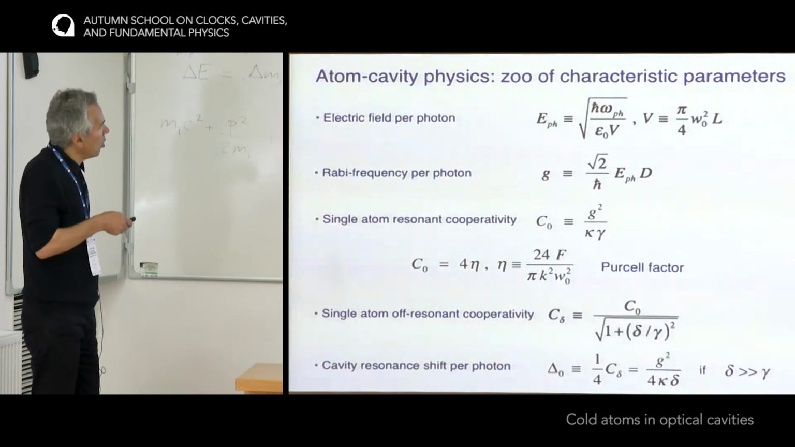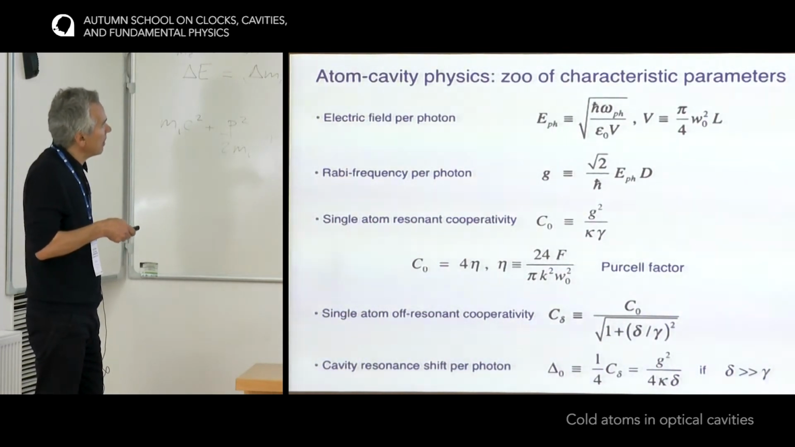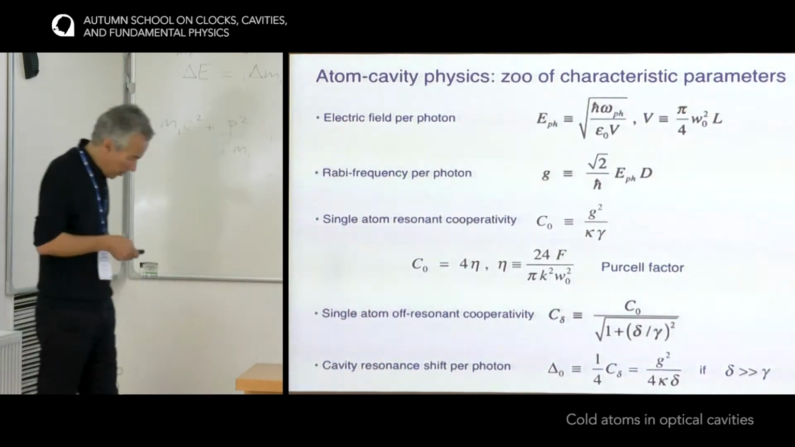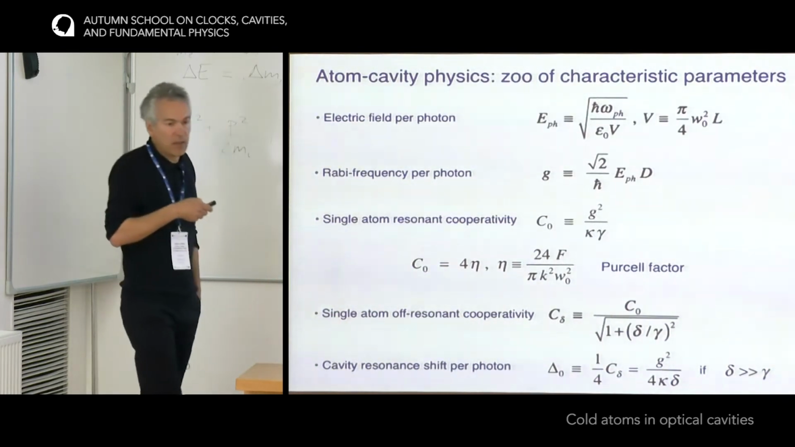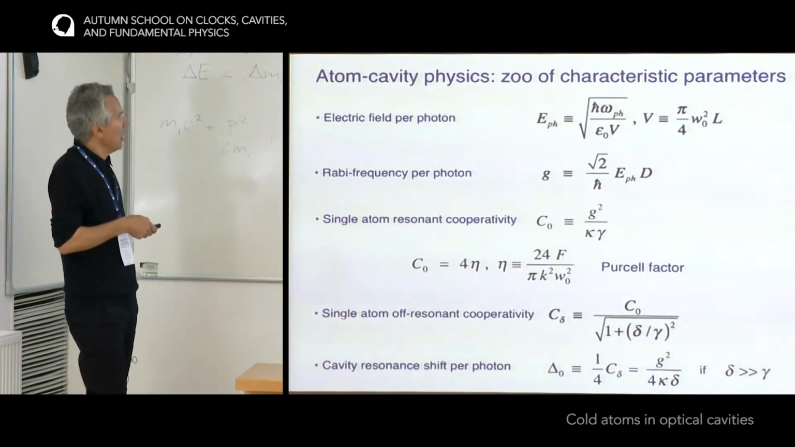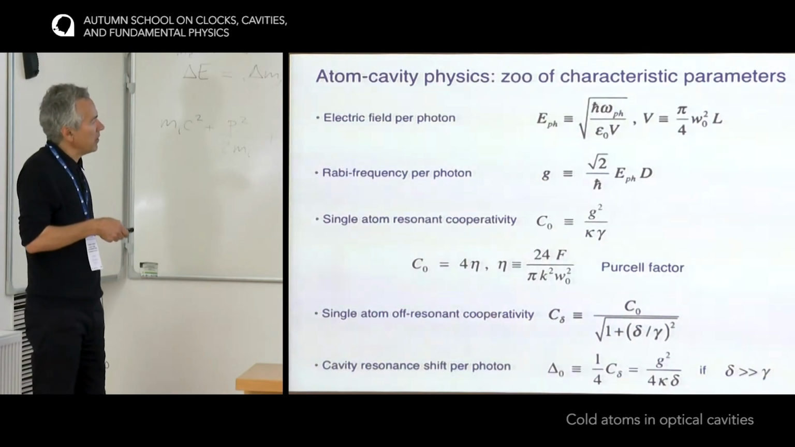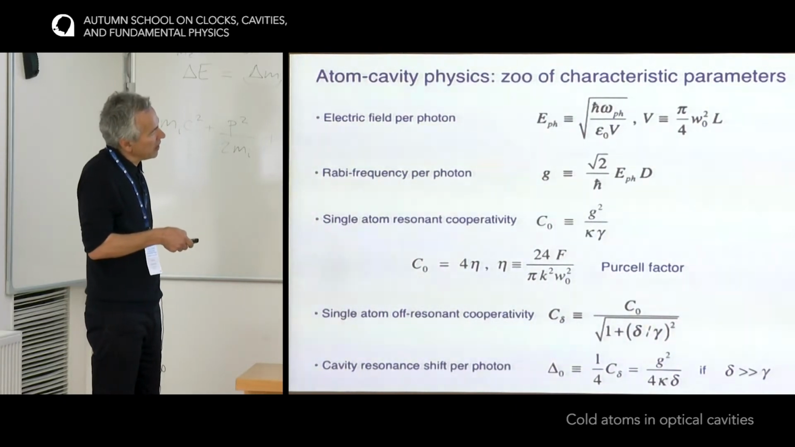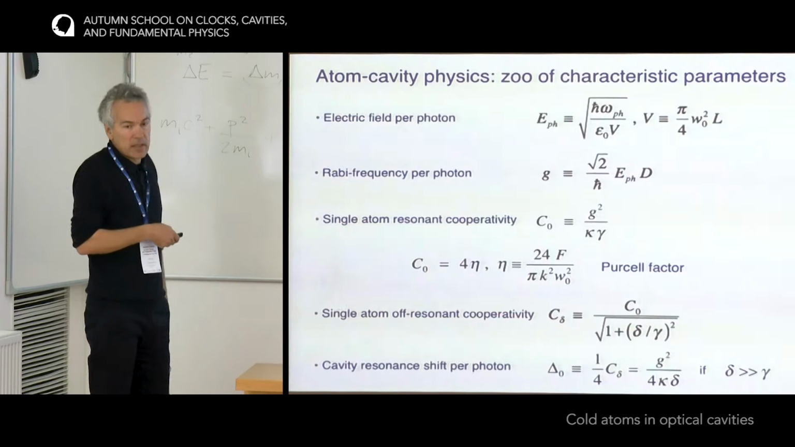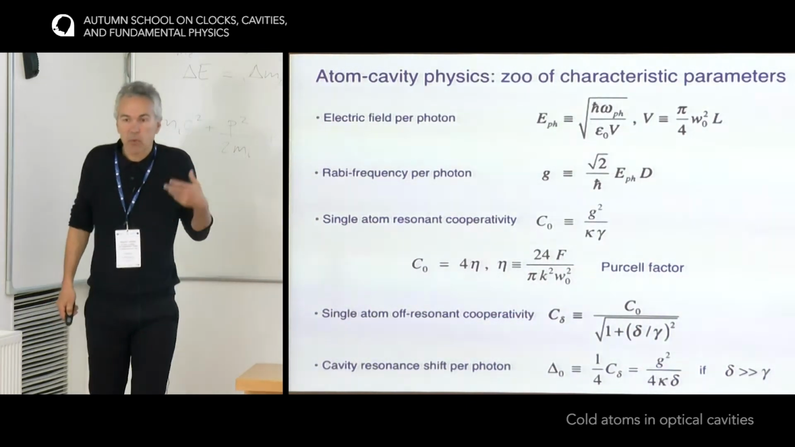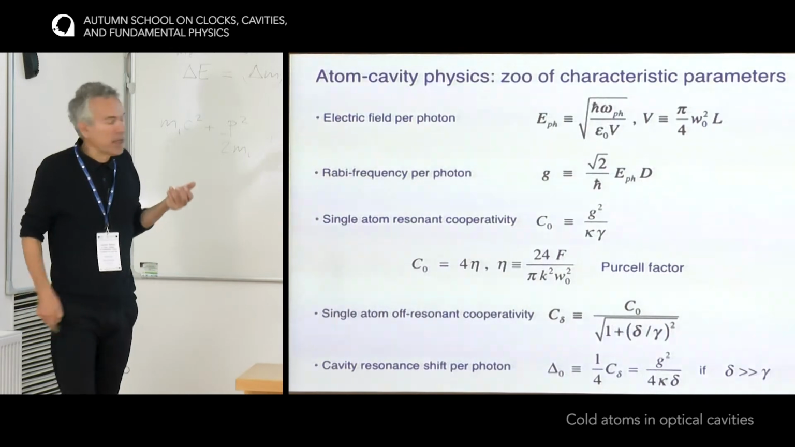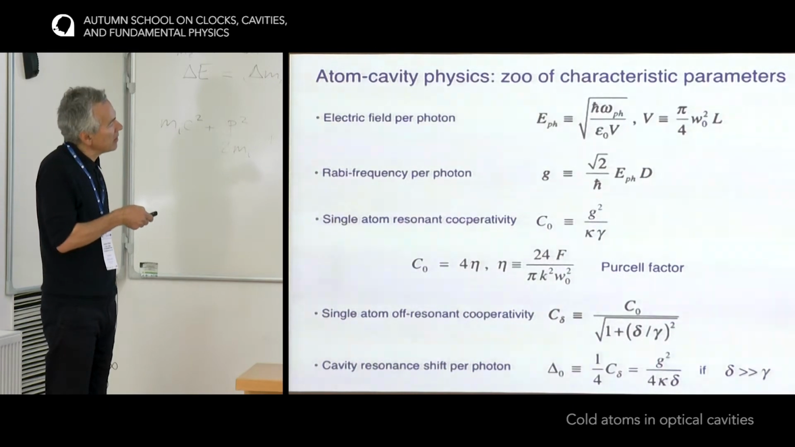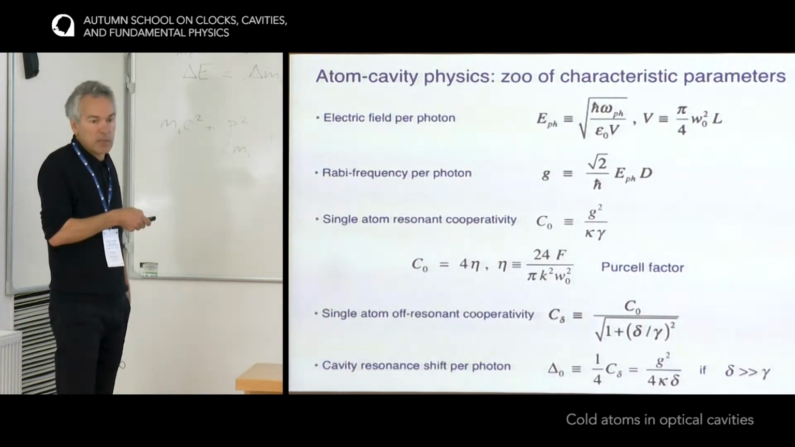Then, if you know the single atom resonant cooperativity, it's also interesting, at least for our experiments, which operate very strongly detuned from atomic resonance, to consider the single atom off-resonant cooperativity, which is simply C naught divided by 1 plus delta over gamma squared. Here delta is the detuning of the light we use from the atomic resonance. In our case, this is a very large number, so this reduces the single atom resonant cooperativity by a substantial factor.